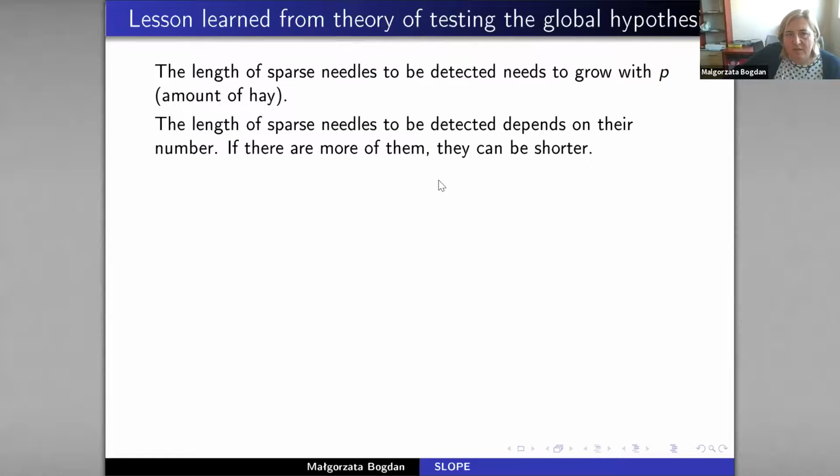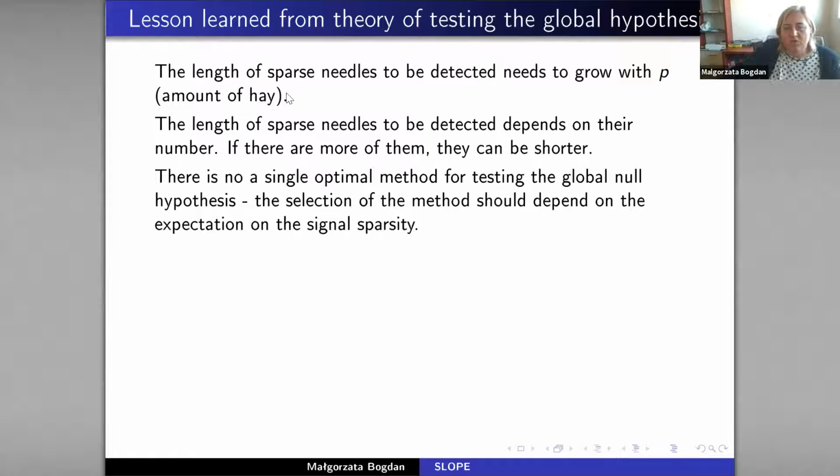So just the lesson which we should learn from this. The length of your signal needs to increase with p if you want to separate the signals from noise. So the more features you have, the more stringent threshold you have to use to separate the signal from noise. The length of sparse needles to be detected depends on the number. If there are more of them, they can be shorter. And there is no single optimal method for testing the global null. The selection of a method should depend on the expectation on the signal sparsity. So in high dimensional statistics, it is no longer true that we have, let's say, uniformly most powerful methods.